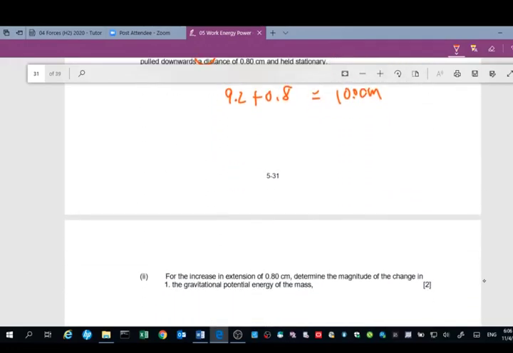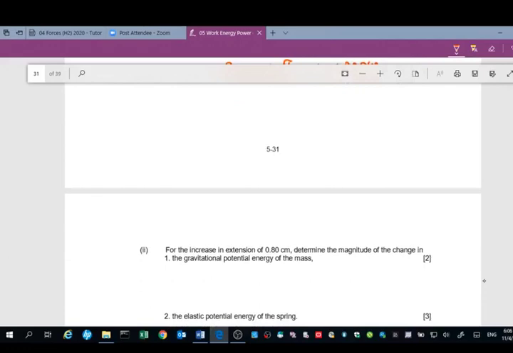Next, you are asked to find the change in the gravitational potential energy of the mass. So the change in GPE is simply mg times the change in height. The change in height is 0.8 cm. So mg is 4 Newton, so it's 4 times 0.8 times 10 to the power minus 2.